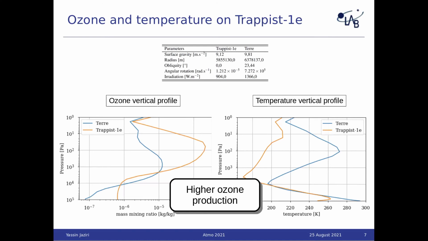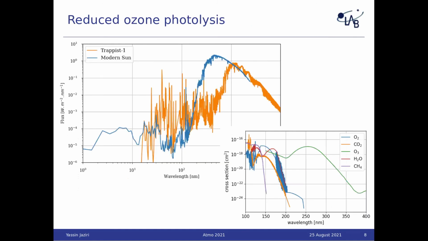We can explain that by looking at the spectral distribution. In particular, if we look at the cross sections, we can see that below 200 nanometers we produce ozone by photolyzing the oxygen, and above 200 nanometers we destroy the ozone by photolyzing the ozone. With this new spectral distribution in TRAPPIST-1e, we increase the production of ozone and we decrease the destruction of ozone, both going the same way with a higher production of ozone. And that's why the new equilibrium state has more ozone.